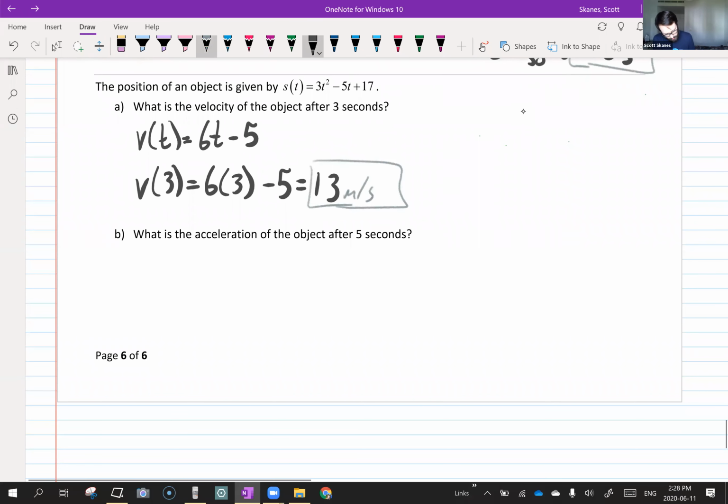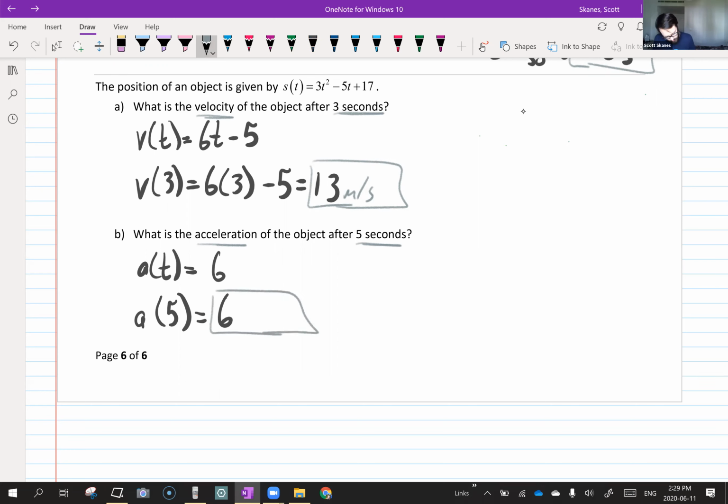What's the acceleration of the object after 5 seconds? Well, the acceleration is the derivative of the velocity, or the second derivative of the position. So 6. And what you'll notice here is that if it's 6, it's a constant. You can put in any time. It doesn't change the fact that the acceleration is 6. Or in other words, if it comes out to a constant, it's always that number. So for any time t, I could give you a million different t values, it would be exactly the same.